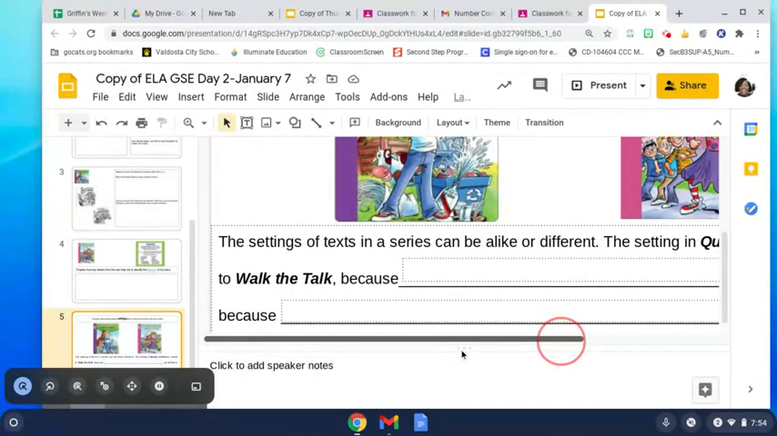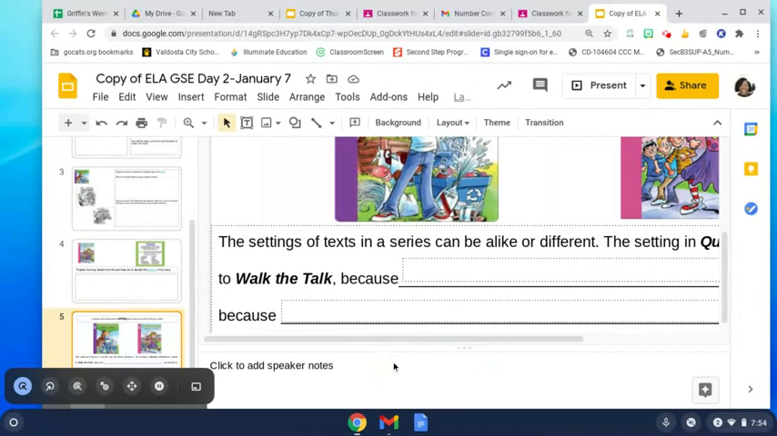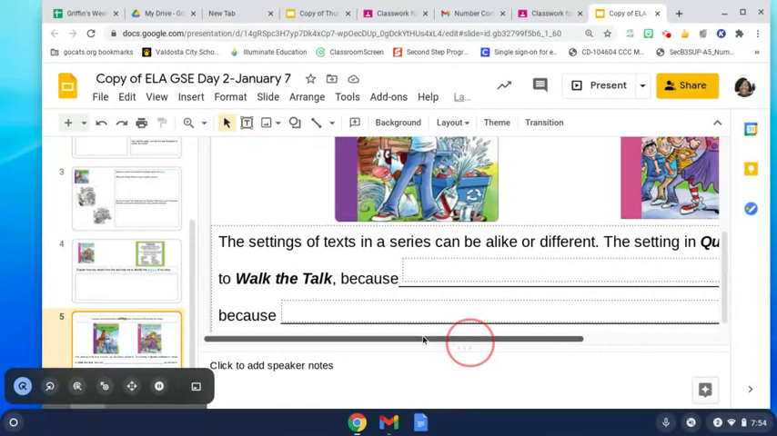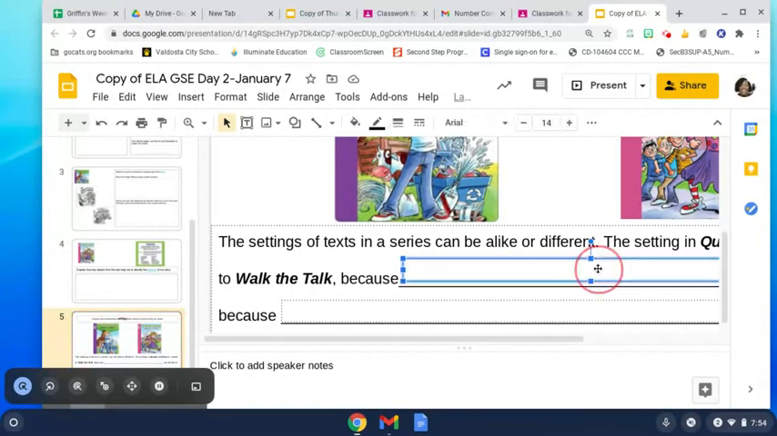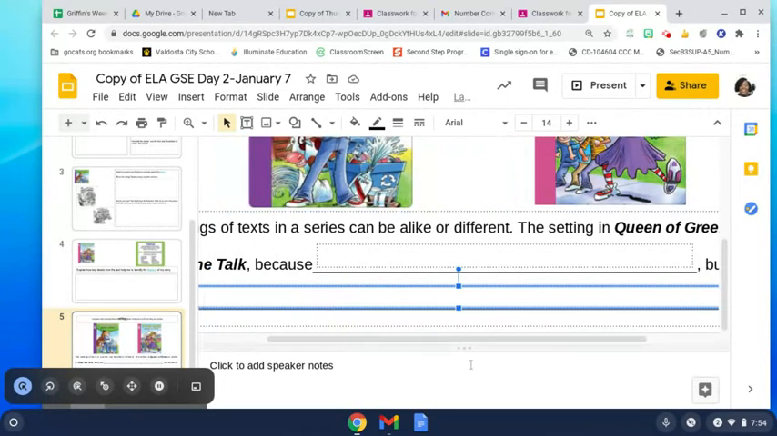The settings of texts in a series can be alike or different. The setting in Queen of Green is similar to Walk the Talk because, okay, how are the settings in both stories the same? Okay, but how are the settings different? Okay, but the settings are different because, fill in the blanks in the text boxes. All you have to do is double click and the little cursor pops up so that you can type in the boxes. Okay. All right, so I explained the directions for the assignment for today. Good luck.